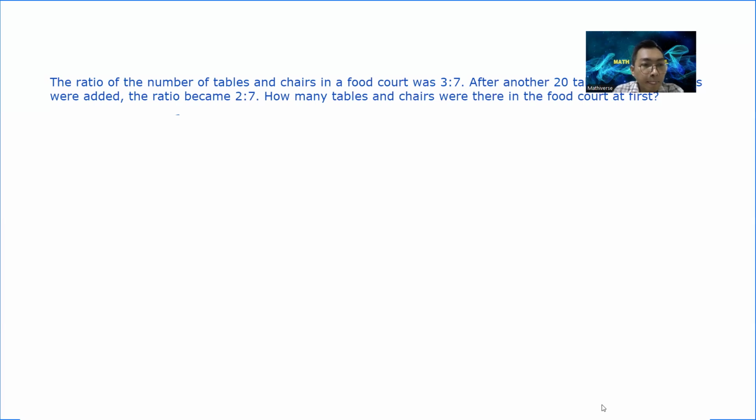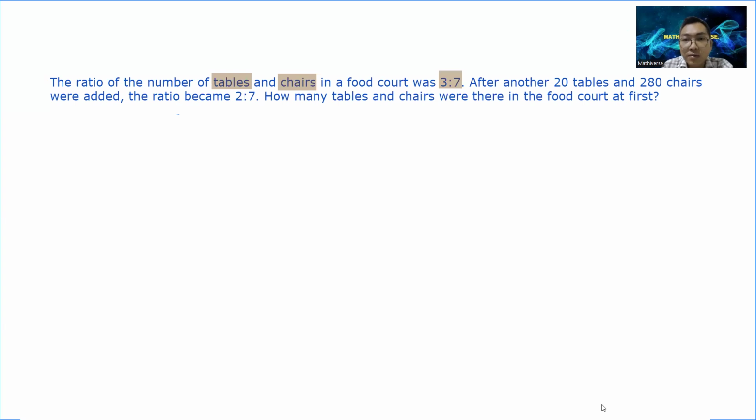Okay, let's see. The ratio of the number of tables and chairs in Food Court West is 3:7, which means a table is 3 units and chairs is 7 units. Okay? And then after 20 tables and 280 chairs were added, at that time, the ratio became 2:7. So we need to find how many tables and chairs there were in the food court at first.